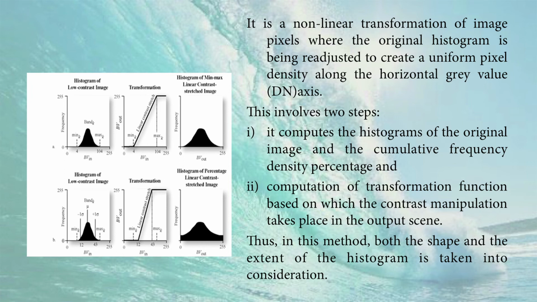So, this involves two steps. It computes the histograms of the original image and the cumulative frequency density percentage, and computation of the transformation function based on which the contrast manipulation takes place in the output scene. Thus, in this method both the shape and the extent of the histogram is taken into consideration.